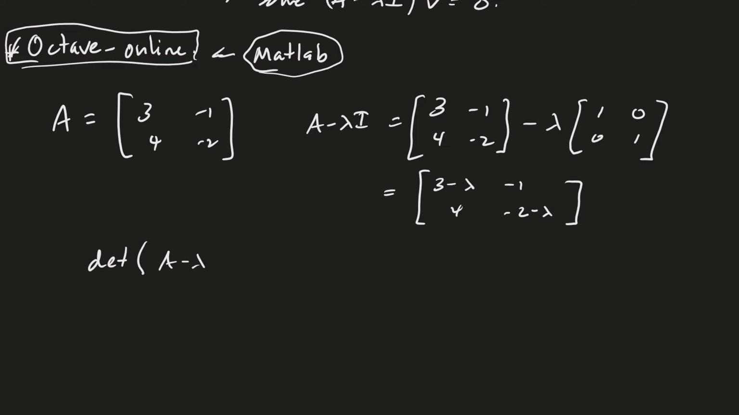of A minus lambda I is going to be (3 minus lambda) times (minus 2 minus lambda) minus 4. And let's see, can we simplify that a little bit? Minus 2 lambda, oops.